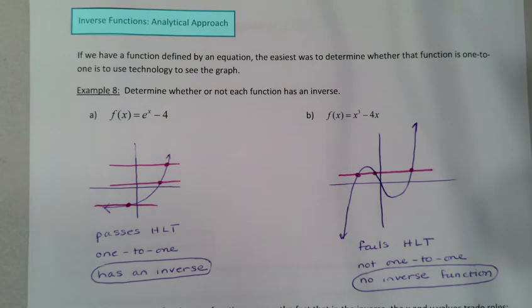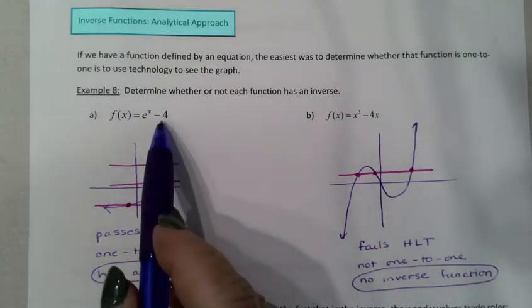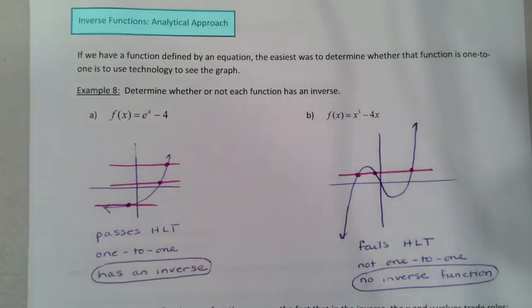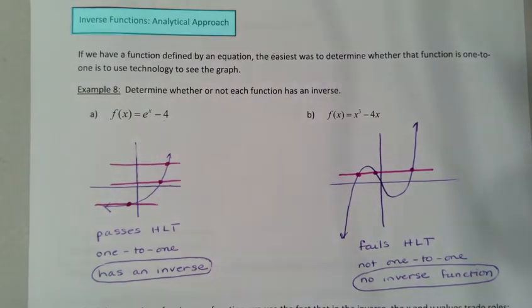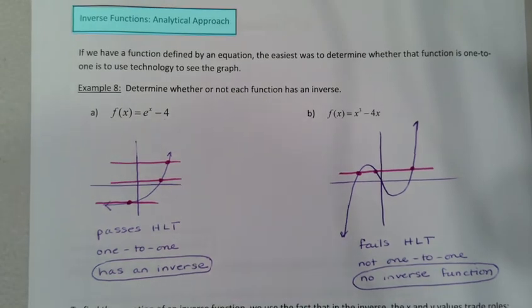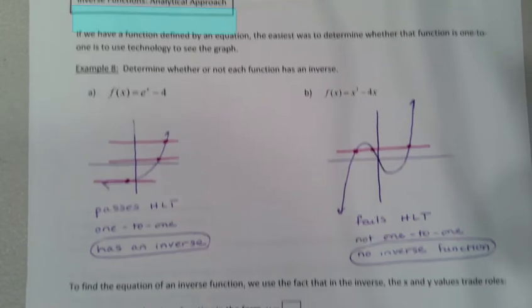All right, so when we have a function defined analytically with an equation, if we're asked to find the inverse, it's probably wise to check the graph first and just make sure the inverse actually exists. But once we know the inverse exists, we have a function that passes the horizontal line test, how would we actually find the inverse algebraically of a function defined with an equation?